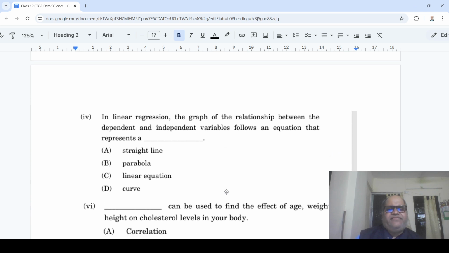In linear regression, the graph of the relationship between the dependent and independent variable follows an equation that represents what? A straight line, because a parabola will be non-linear. Linear equation is not... So basically it is talking about what kind of line it is not. So this is a very close answer, C. And curve, no, it is not a curve. So we'll go for answer A.